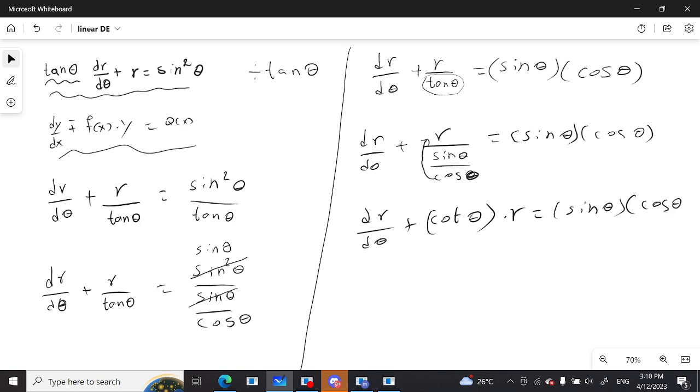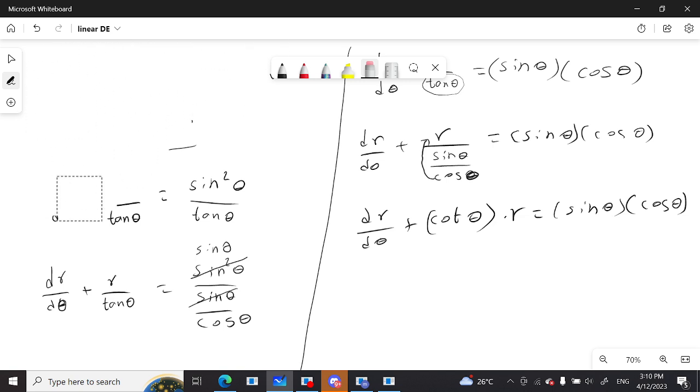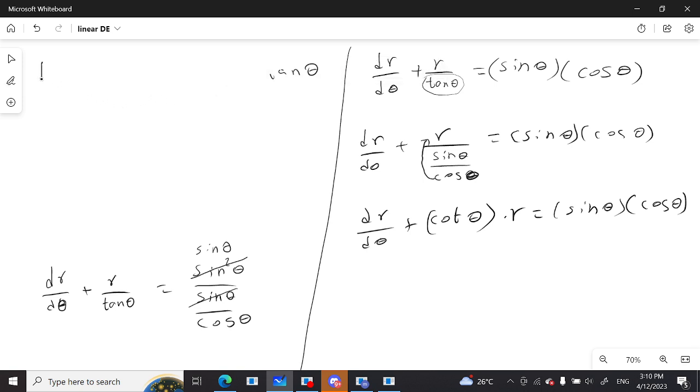Now we need to find the integration factor, and to do that it states I of x is equal to exponential integral f of x dx, or in our case, I of theta is equal to exponential integral f of theta d theta, and that's our f of theta.